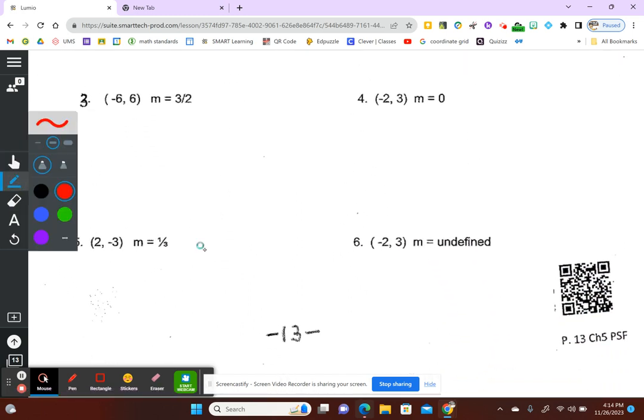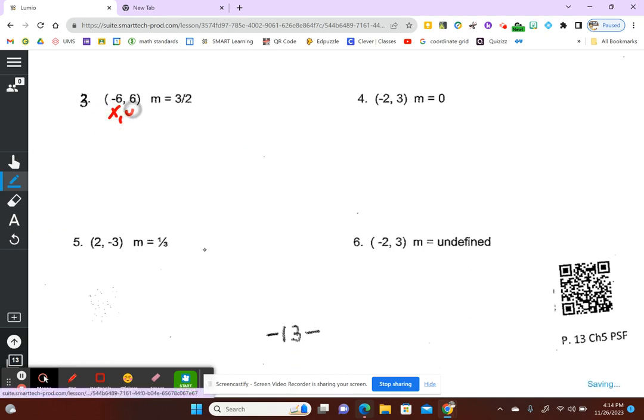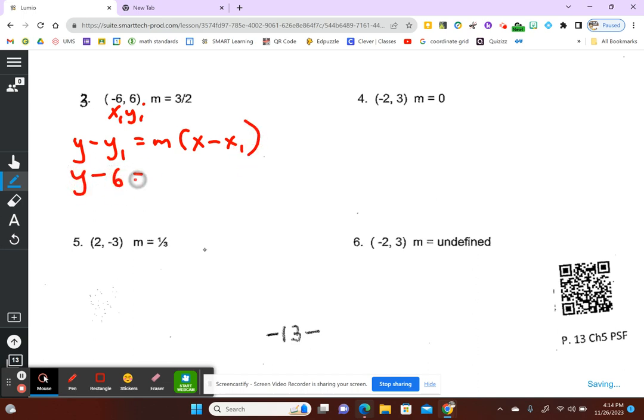Okay, so I'm going to do 3. So the first thing I'm going to do is label this x sub 1, y sub 1. I'm going to write y minus y sub 1 equals m times x minus x sub 1. So y minus 6 equals 3 halves, and this is x minus negative 6, which becomes x plus 6.